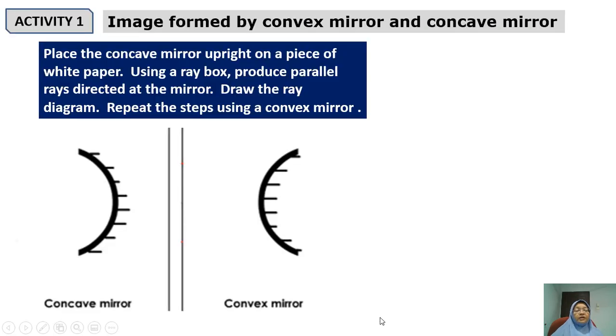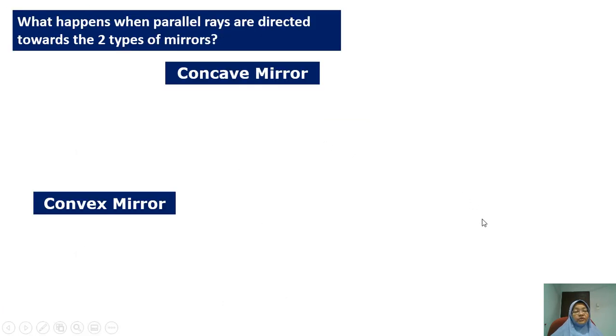Now we begin with activity 1: image formed by convex mirror and concave mirror. We have two mirrors, concave and convex. We put on a piece of white paper and we shine a ray box to produce parallel rays directed at the mirror. Draw the ray diagram step by step using a convex mirror. This is what you should see.